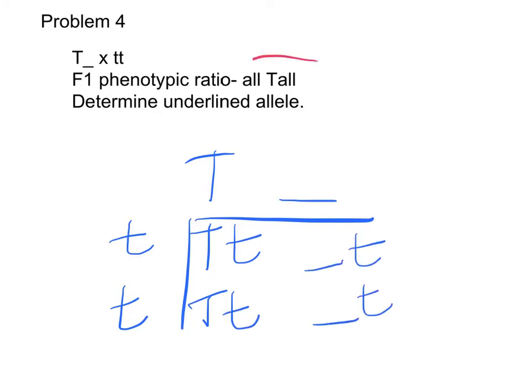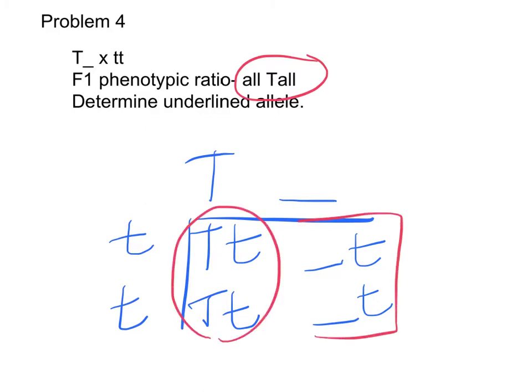In this case, however, they're all tall for the progeny, so these two are tall, but these two must also be tall. The only way they can be tall is if they inherit a dominant allele from their parent. So the missing underlined allele is a capital T.